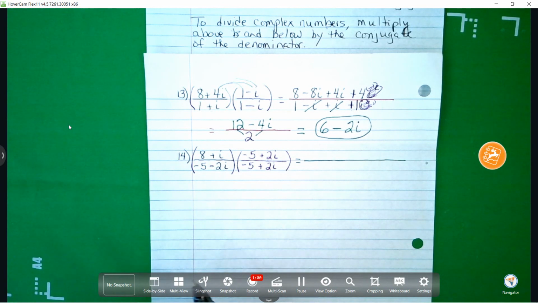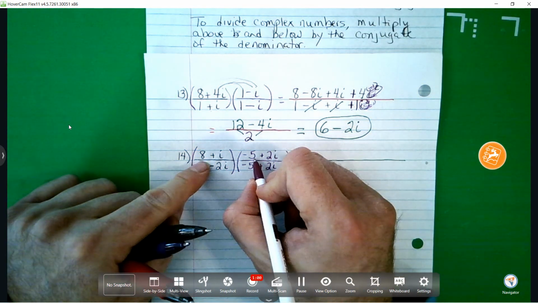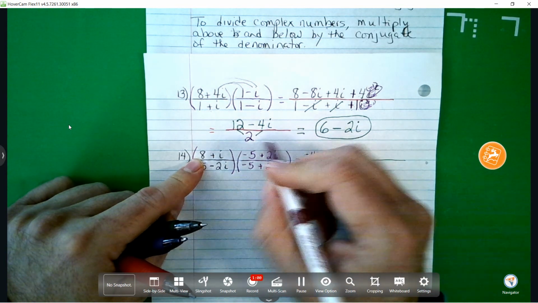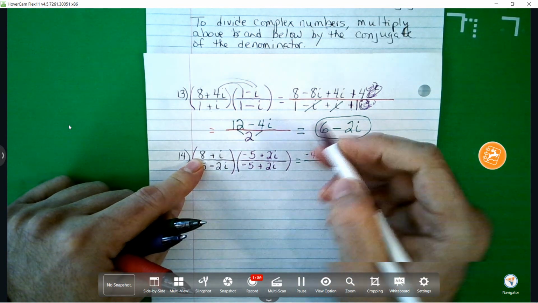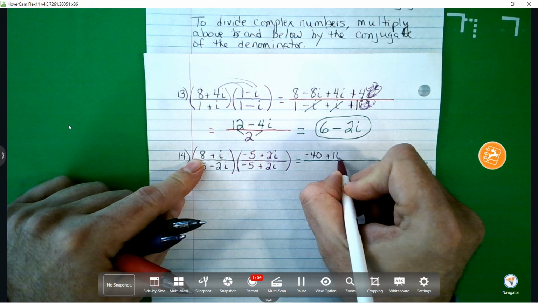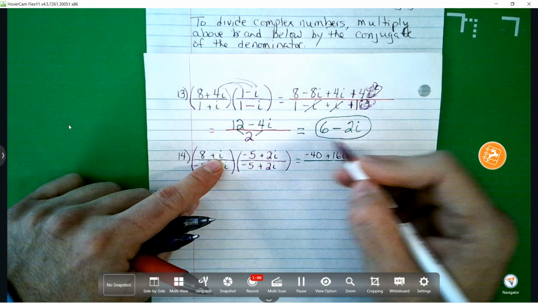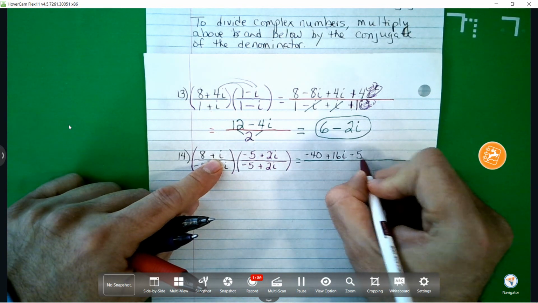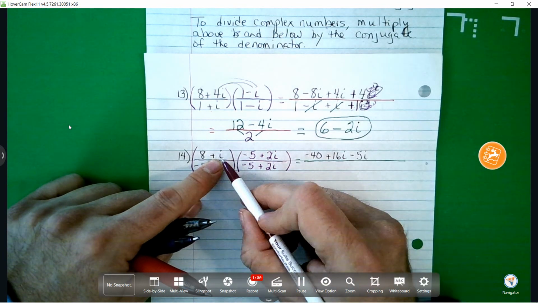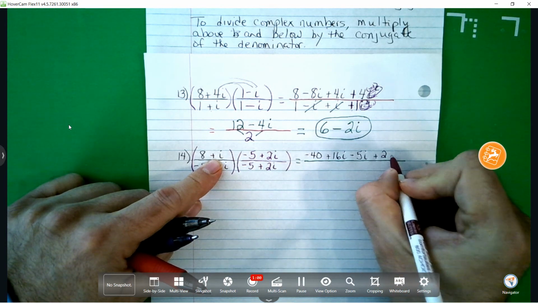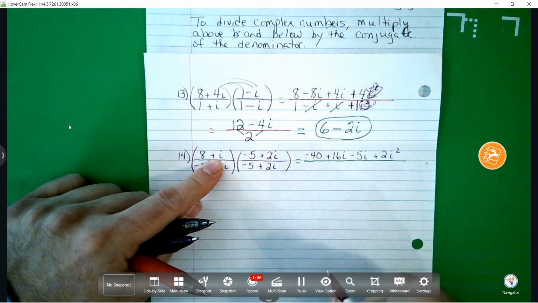Let's see. Let's start foiling it out. 8 times negative 5 is negative 40. 8 times 2i, 16i. i times negative 5, negative 5i. i times 2i, 2i squared.